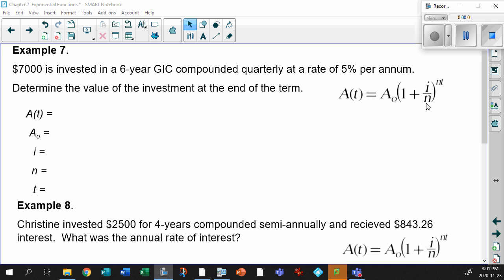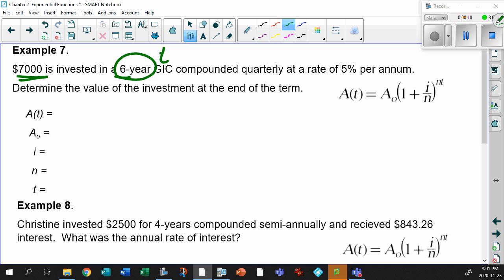It's time to start looking at variations of this formula and figuring out some stuff. I want to just do a straight, simple formula right now. Simple question, then we'll get into the more complicated stuff. Okay, so look, $7,000 is invested in a 6-year. Now you know the time is 6 years. You know that 7,000 is your initial investment, A naught.